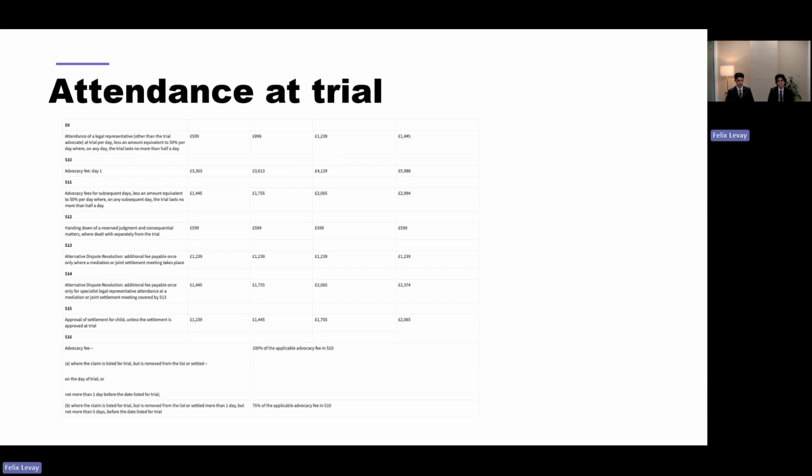Some interesting parts of this are stages 12 to 15. These account for things like handing down of judgments and approval of infant settlements, unless it's approved at trial. Very interesting because, of course, those things aren't covered on the fast track and don't necessarily attract their own fixed recoverable costs. So that's a significant difference there in terms of how we progress from fast track to intermediate track.